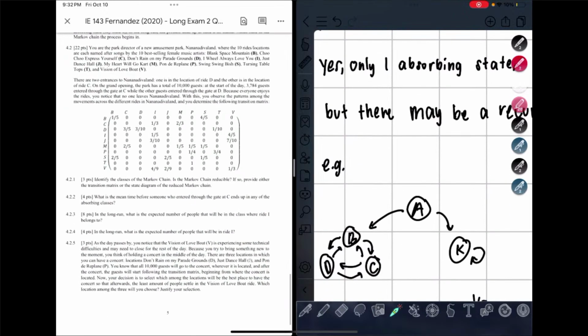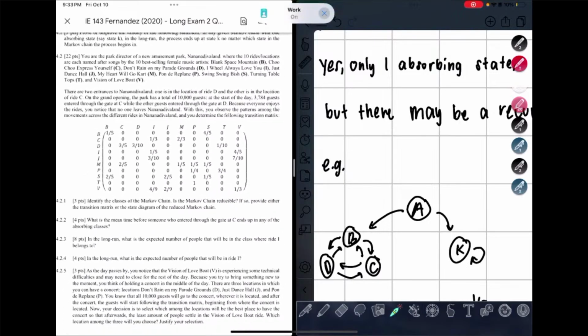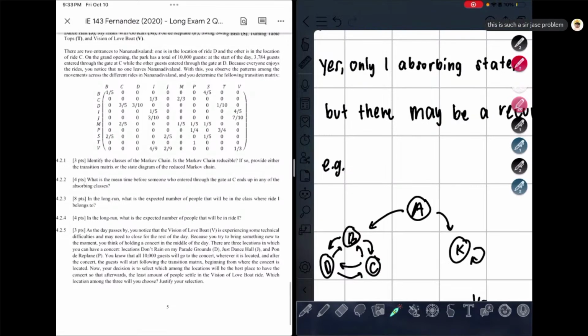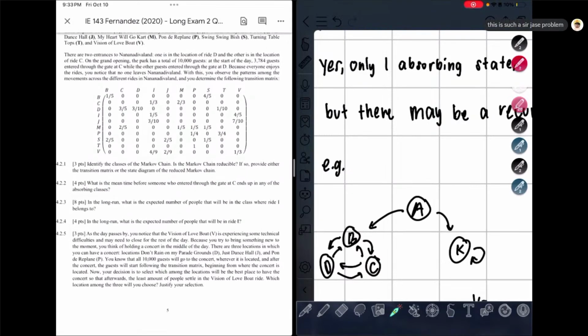So 4.2, you are the director of a new amusement park, Diva Land, where the 10 ride locations are named after songs by the 10 best-selling female music artists. Blank Space Mountain, Choo Choo Express Yourself, Don't Rain on My Parade Grounds, I Will Always Love You, Just Dance Hall, My Heart Will Go Kart, Pond Aeroplane, Swing Swing Bish, Turning Tabletops, and Vision of Love Boat. I do not need to read that now, in hindsight. Okay, whatever. There are 2 entrances, at the locations of Ride D and Ride C.